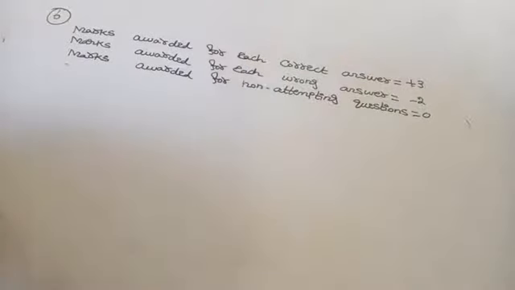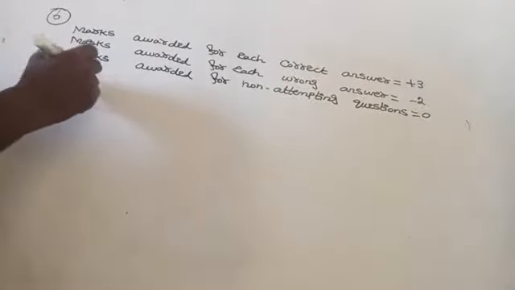Now look at question number 6, dear. In a class test, plus 3 marks are given for every correct answer and negative marks, that is minus 2 marks, are given for every incorrect answer, and no marks for not attempting any questions.